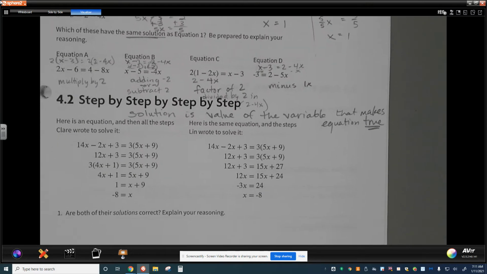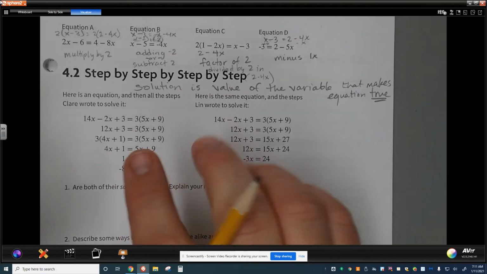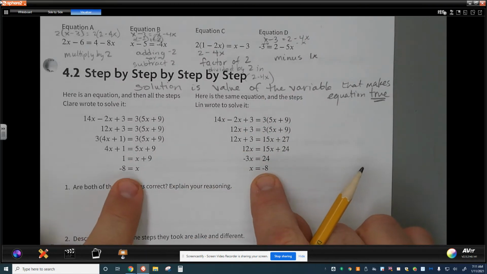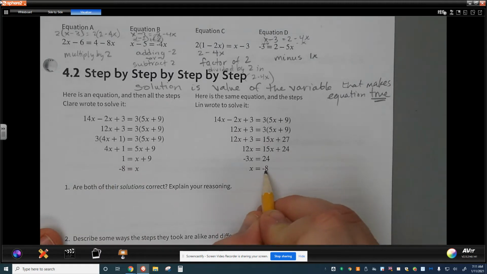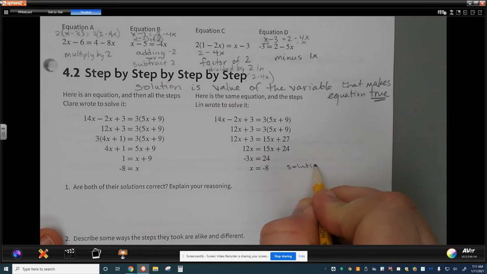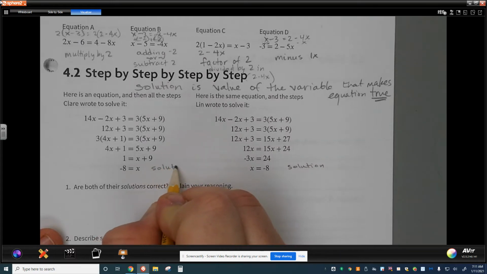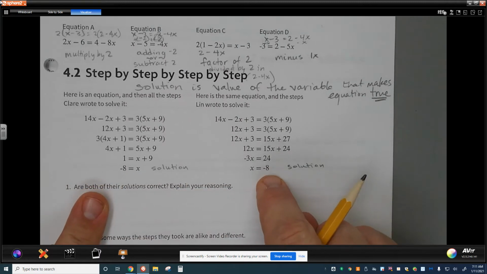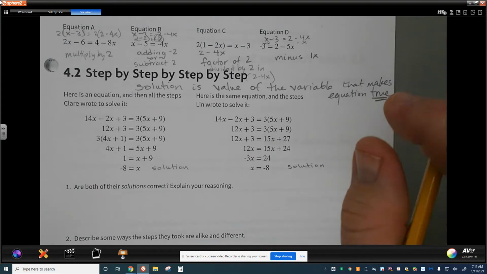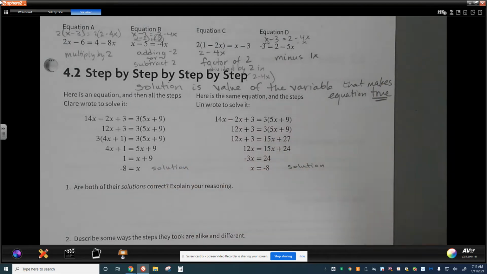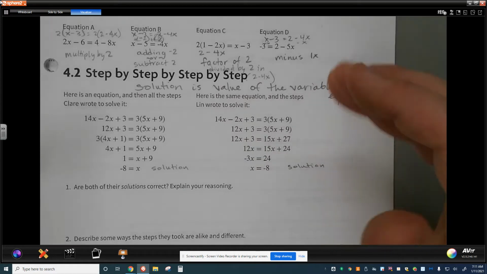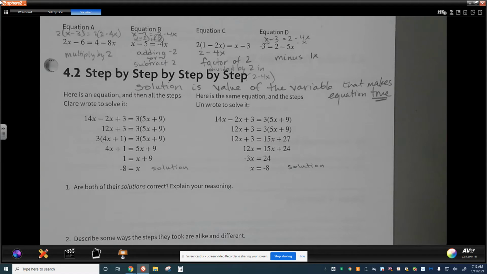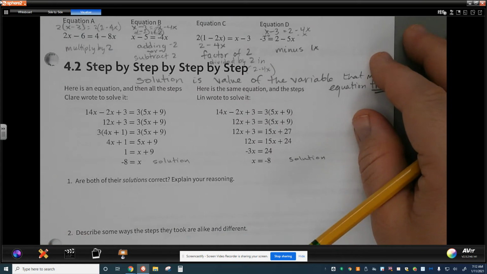So let's do this one very first off. Claire and Lynn both solve these equations. These are all of their steps. And you see at the very end, this last one right here is the solution. So Claire and Lynn both have the same solution. We have minus 8 is equal to x, and x is equal to a negative 8. So the question is, are both of their solutions correct? This is kind of nice because I can follow their steps to decide, did they do the right thing or not? Or I can simply go back and find out, is negative 8 really the correct solution to this equation?